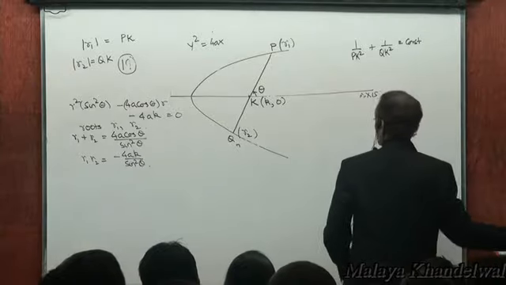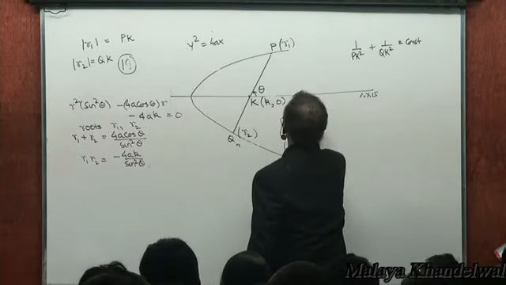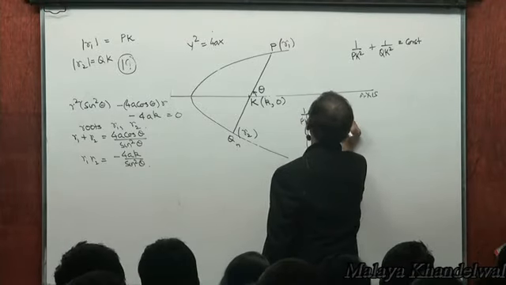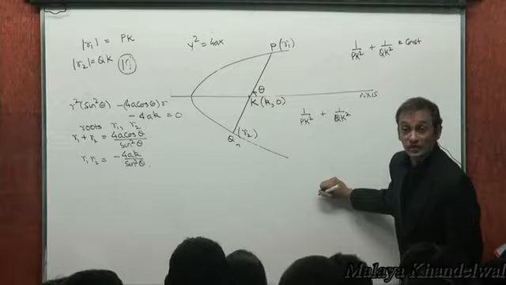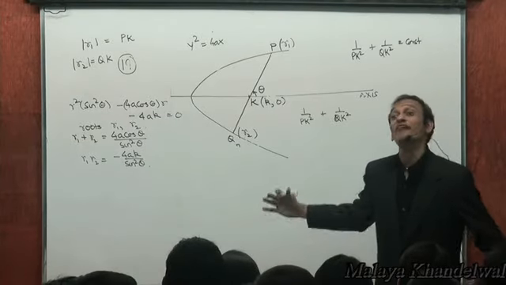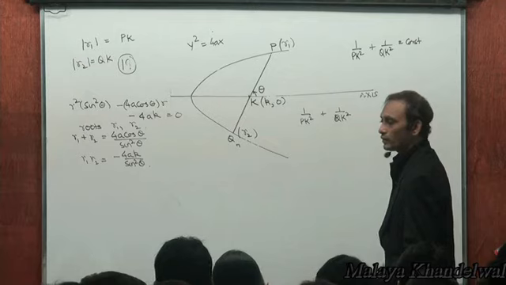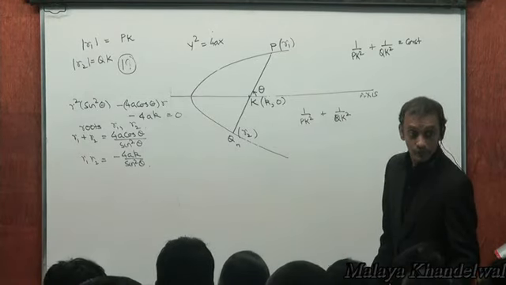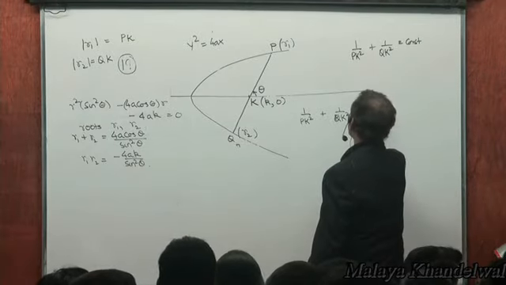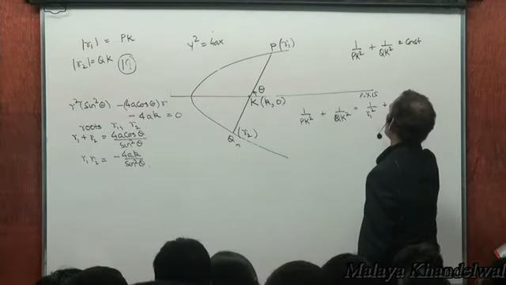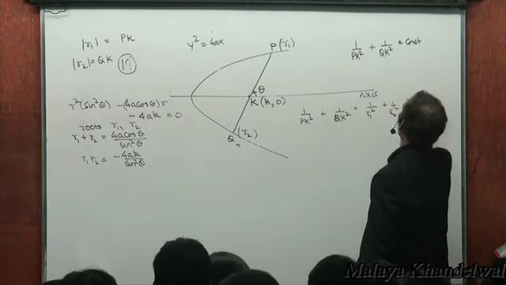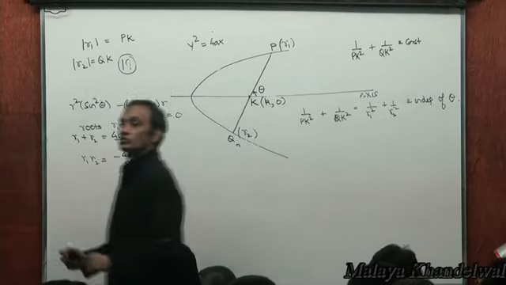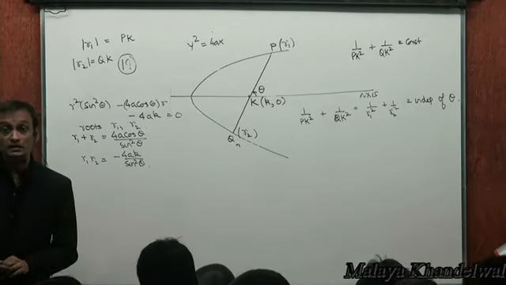What we are seeking is the following. We want 1 by PK squared plus 1 by QK squared to not depend on theta, and therefore to have the same value for all theta. That's what we are seeking. Such should be the premise of K. That means this, which is the same as 1 by r1 squared plus 1 by r2 squared, we want to be independent of theta. This is the point K that we are seeking.